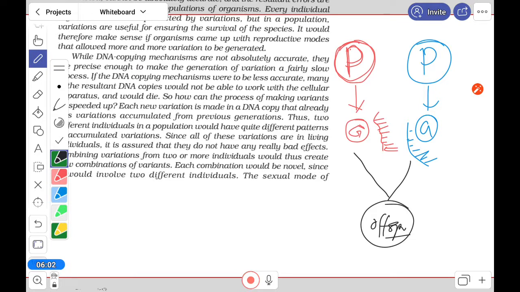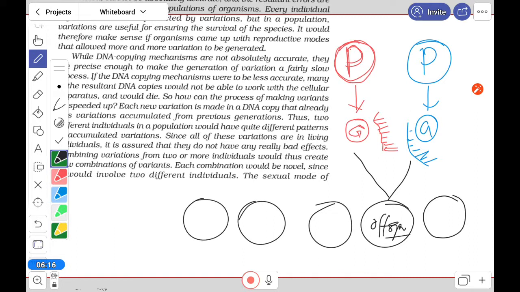It is not exactly the same as their parents, father or mother. So I think it is very easy to understand. If the same parents produce many individuals, 1, 2, 3, 4, 5, all do not look the same, but they are produced from the same genetic material. How can we explain this?